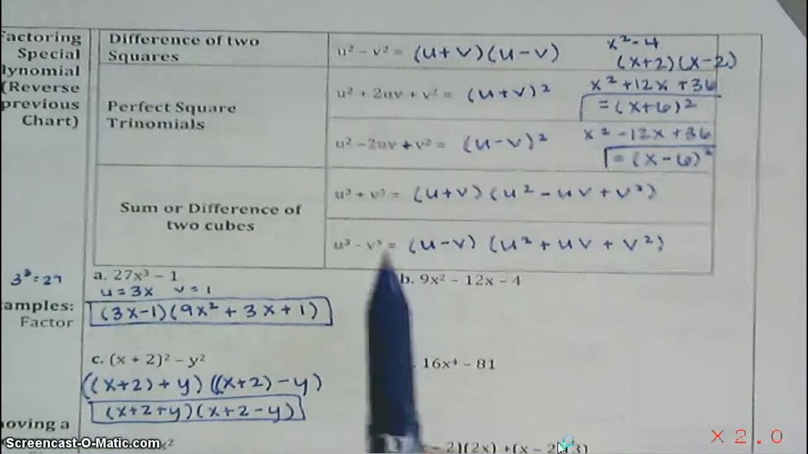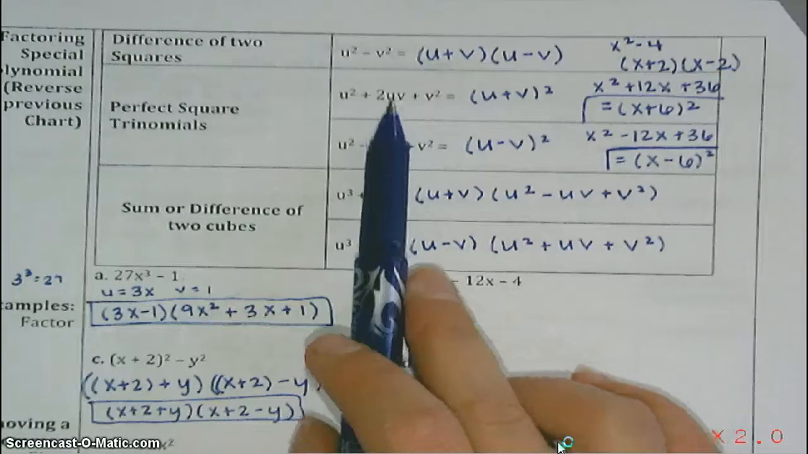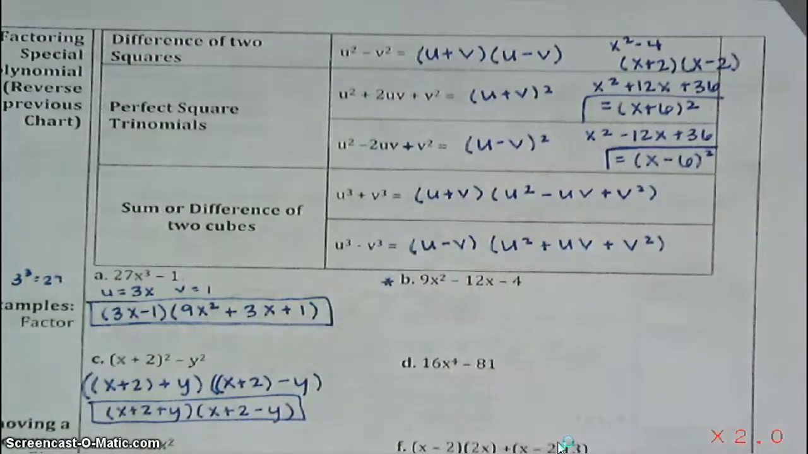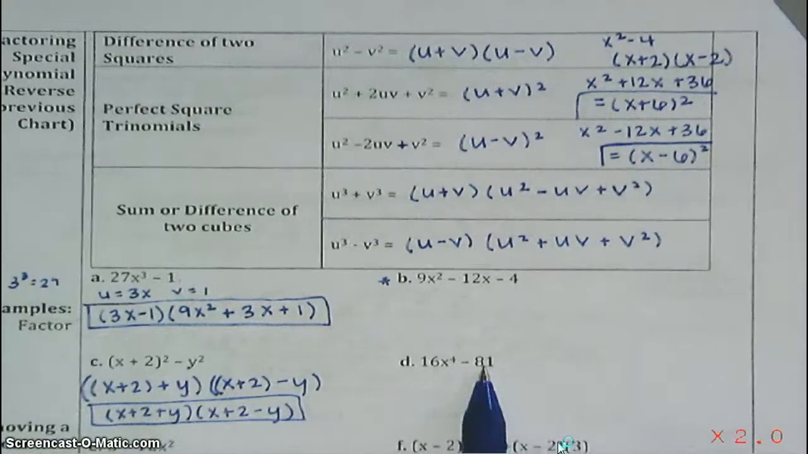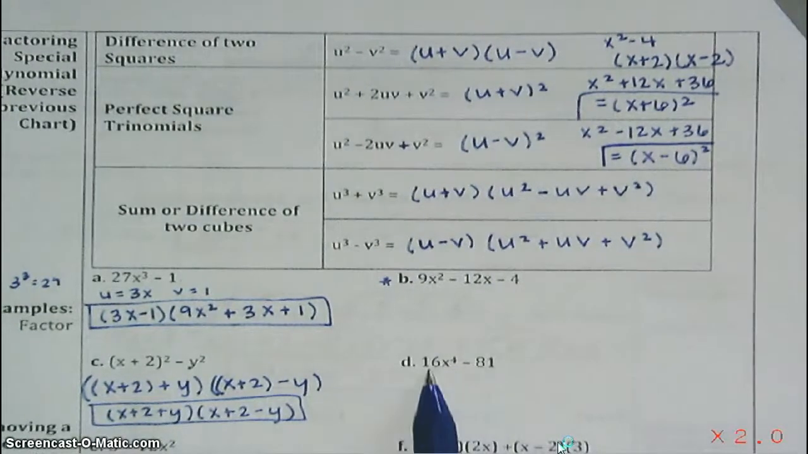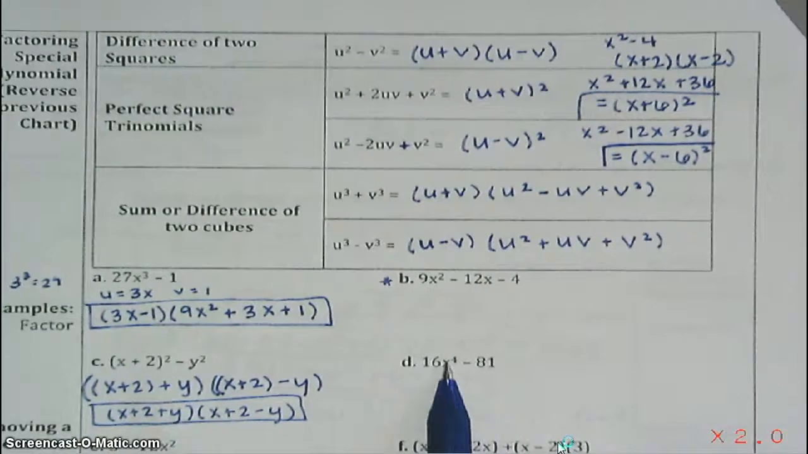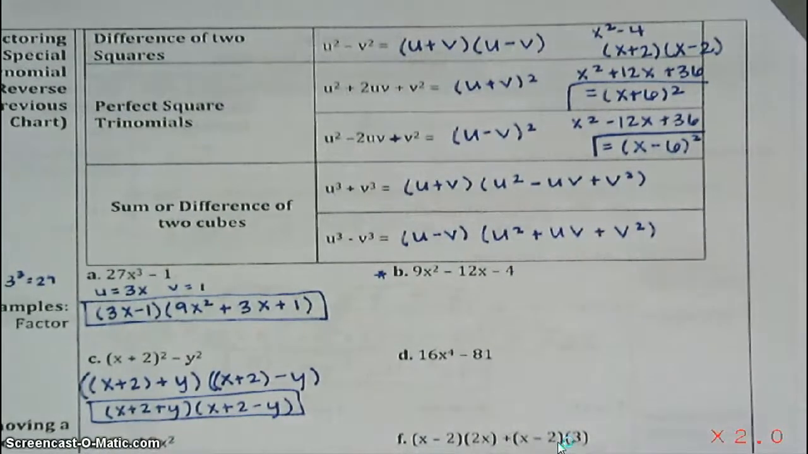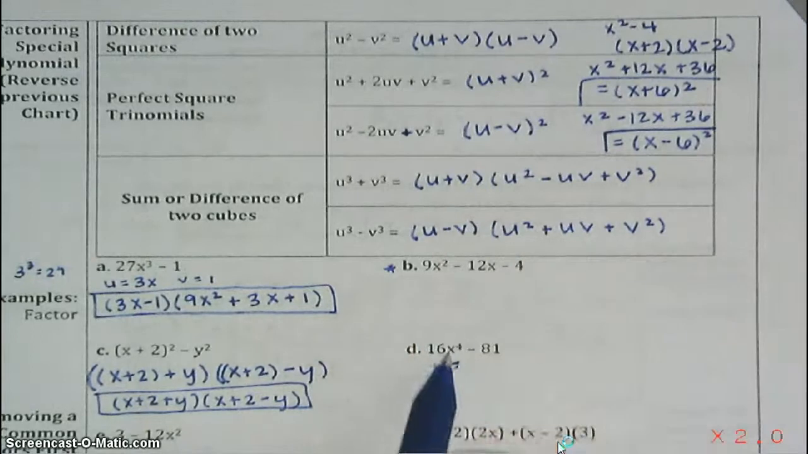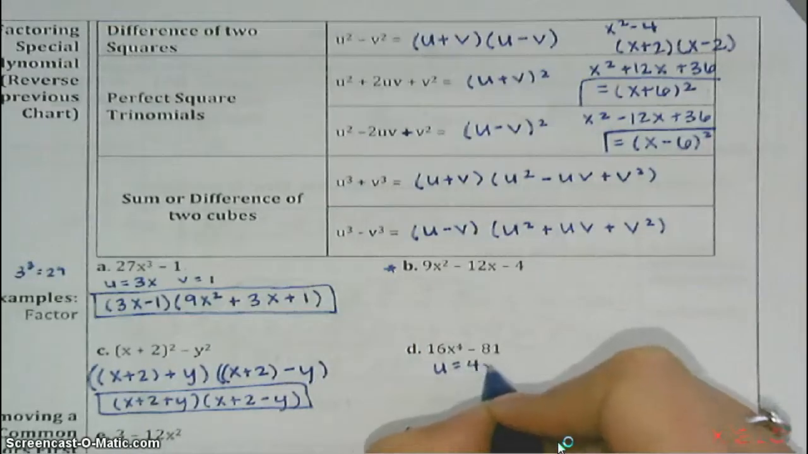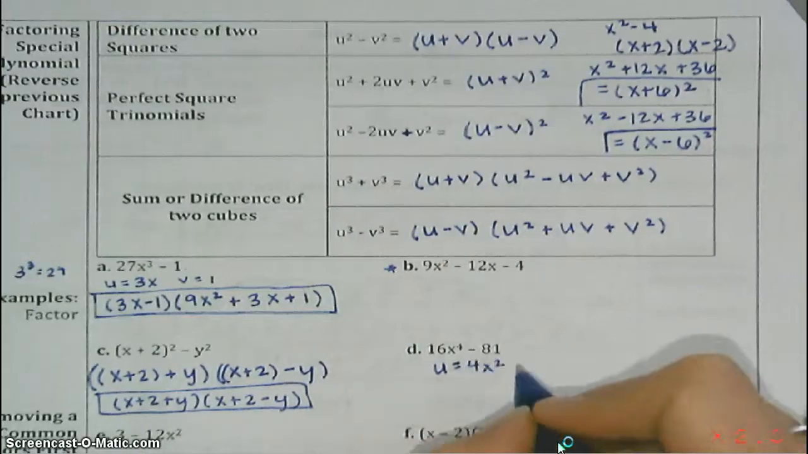This next one, we only have 2 terms, so it's either going to be one of these right here, or the first one. Just double check, 81 is not a perfect cube. It is a perfect square, right? 9 times 9 is 81. 16 is also a perfect square. If you were to square root x to the 4th, you would get x squared. So if you want to use the U and V method, just square root the first term, you're going to get 4x squared. Square root the second term, you're going to get 81 is 9.